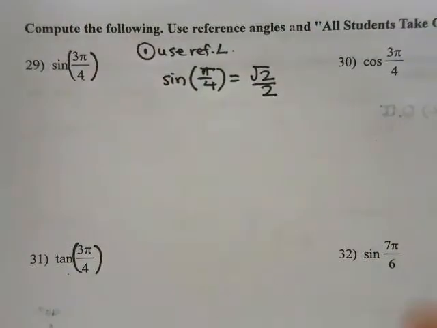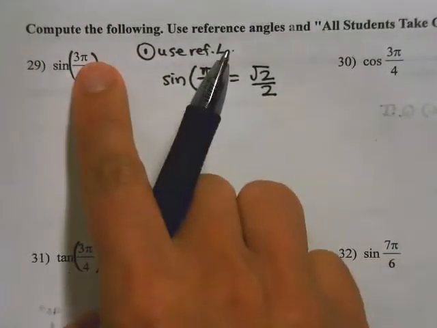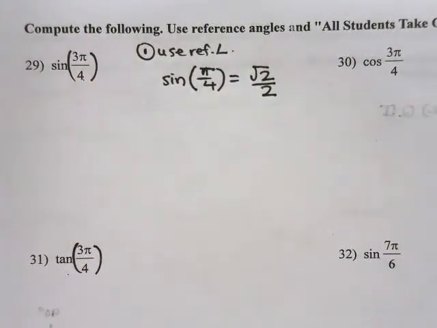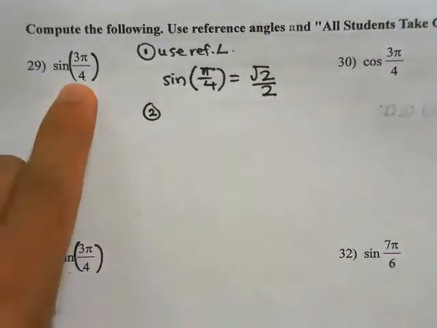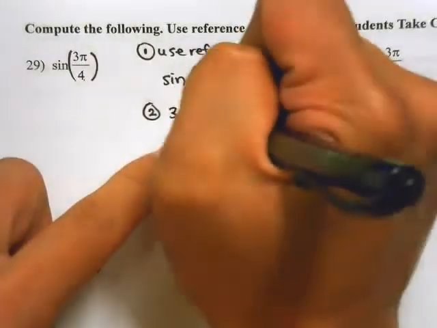We're not done yet, because that's for that one. We're still trying to figure this one out. Secondly, I need to see what quadrant this is. Is 3 pi over 4?